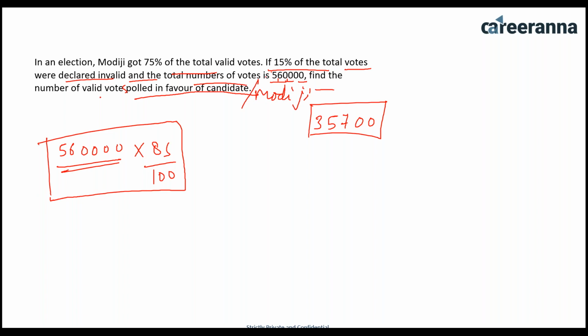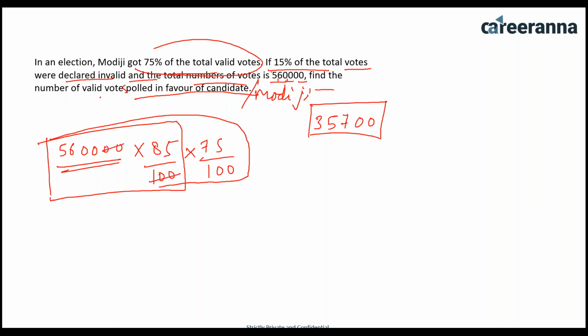Yes. So as per the question, if 15% of total votes were invalid, that means 85% of them are valid. So I have taken 85% of this number. Now, Modi ji got 75% of the total valid votes. So I have to multiply this by 75. In this question you need pen and paper because it has a lot of calculation. So 75 by 100. So I have to find out this value. That means 56,000 multiplied by 85 multiplied by 75 divided by 100 and 100.